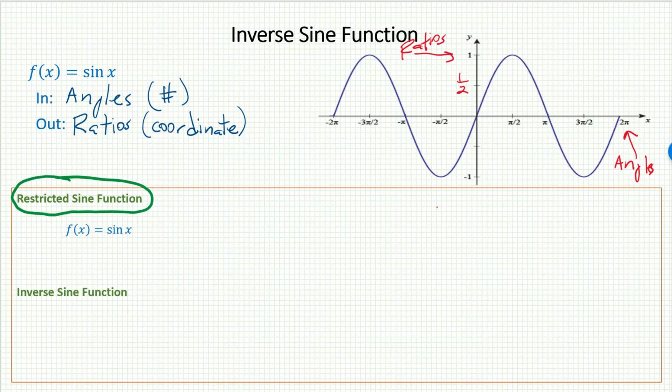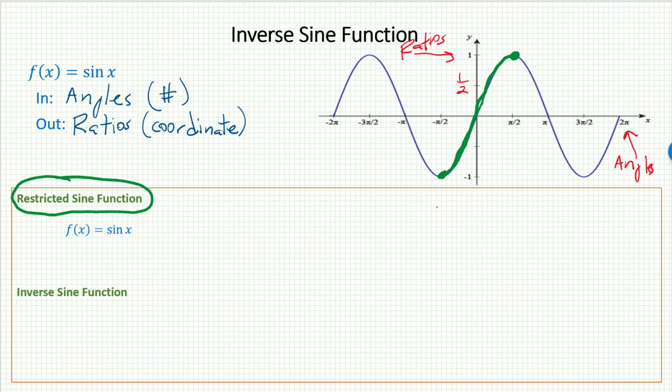The restricted sine function will be a portion of the sine function that does pass the horizontal line test. In fact, we want to take the biggest such section we can find. And the section that was chosen is this section right here, the portion of the graph that runs between negative pi over 2 and positive pi over 2. That's as much as I can go.